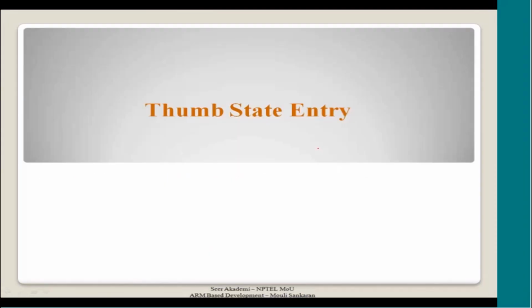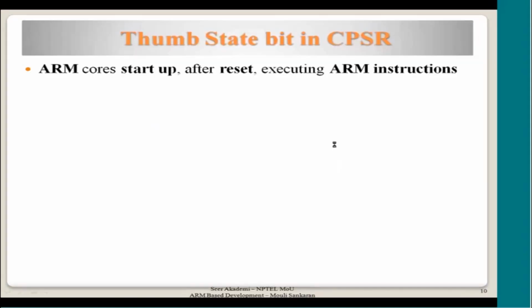Very good. Okay. Now let us see how a processor in ARM state enters a thumb state. I told you that ARM core starts up after reset executing ARM instructions. Please remember, on reset, what is the value of T bit? When I say that it starts in ARM state, that means T bit will be 0. On reset, it is 0. So it starts with the ARM core.